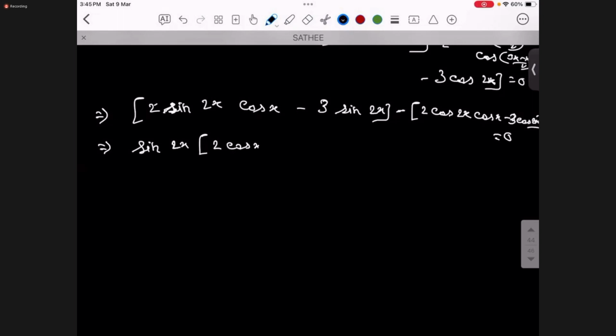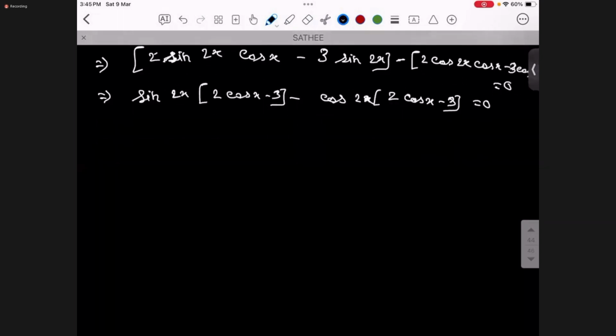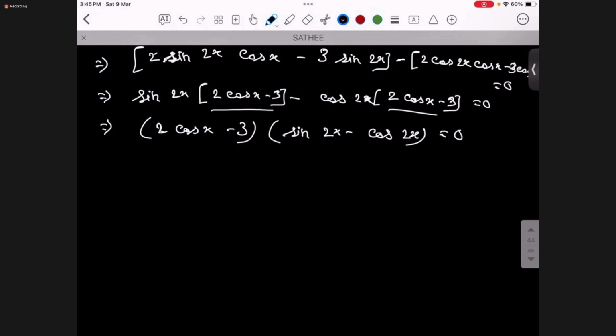2 cos x minus 3, and what we will get from here? cos 2x (2 cos x minus 3) by 0. Now see, these two terms are common, so we can take this common: (2 cos x minus 3)(sin 2x minus cos 2x) equals 0.